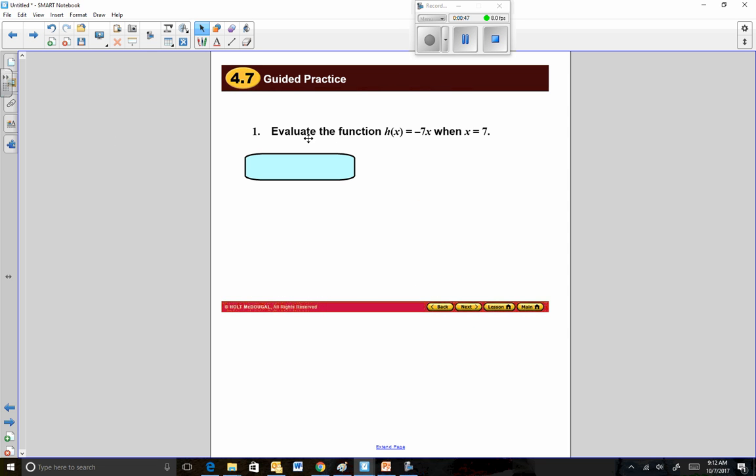Next one. Try this one on your own. It says evaluate the function h of x equals negative 7x. Still means that it's just a function. X equals 7. So please go ahead and substitute 7 in. Pause your video. All right, I hope we all could do that one. And we place the 7 in here, so negative 7 times 7, negative 49.